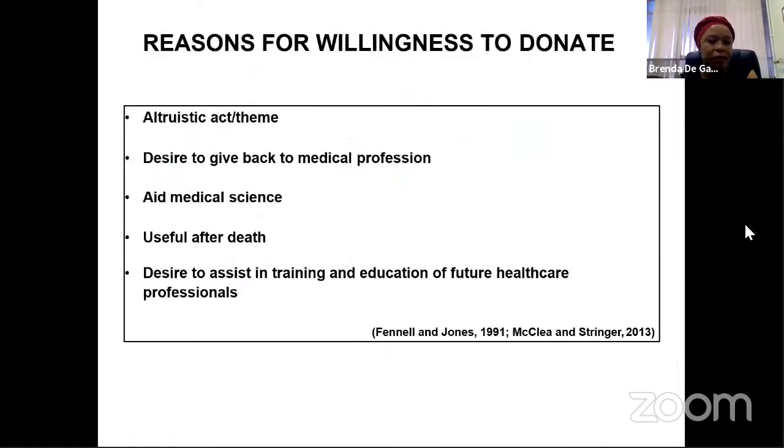What are the reasons that people really do donate, according to the literature? There's also recent literature that speaks to this. It is regarded as an altruistic act, and people want to donate for that reason, and they have a desire to give back to the medical profession. It could be they were assisted medically and want to show their gratitude to the medical profession, and also a desire to assist in the training and education of future healthcare professionals, and to be useful after death.